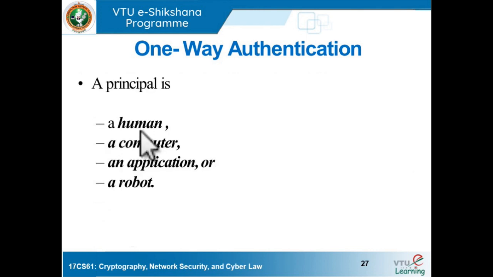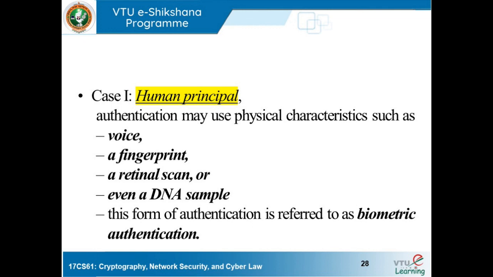Now, let's see what happens if the prover is a human or a computer or an application or a robot. If the person is a human, he can use his voice to prove his authenticity, or a fingerprint, or a retinal scan, or a DNA sample. Any of these forms of authentication, we refer to as biometric authentication.